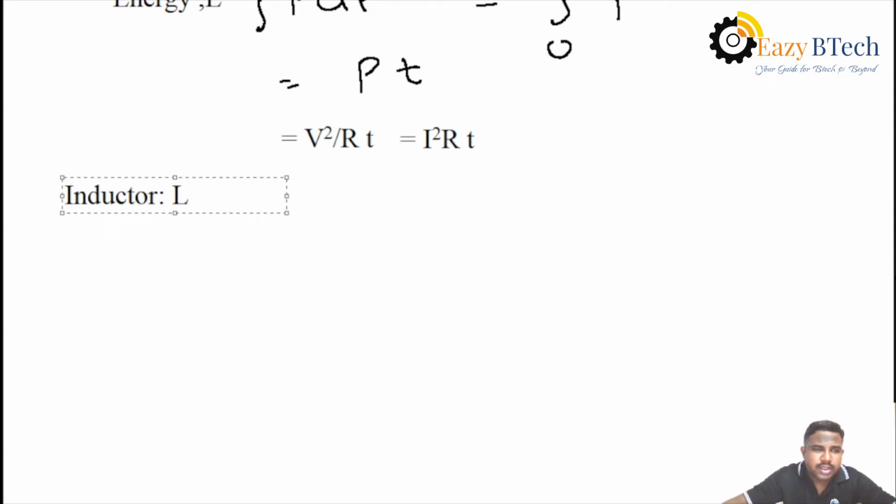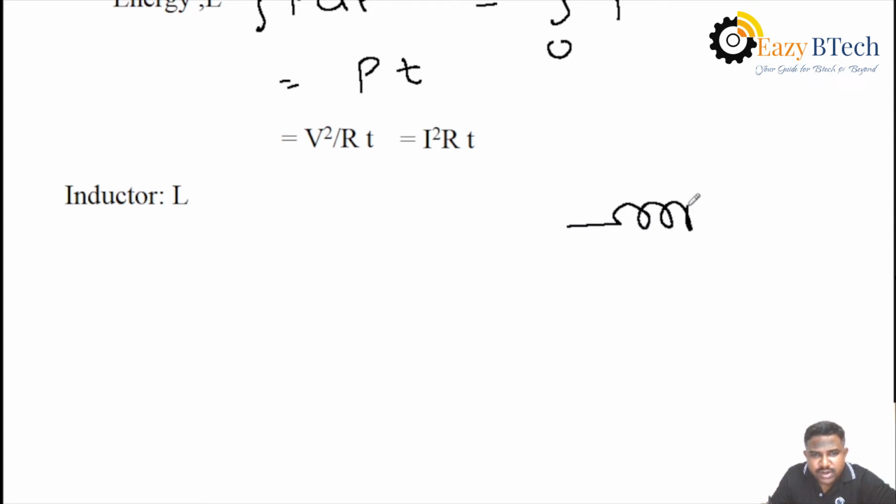It is denoted by capital L. Whenever sufficient wire is taken and twisted, a number of turns are formed. That is called the inductor. It is denoted by capital L. It creates a magnetic field whenever a current is passing through the coil. That means the flux will be generated.